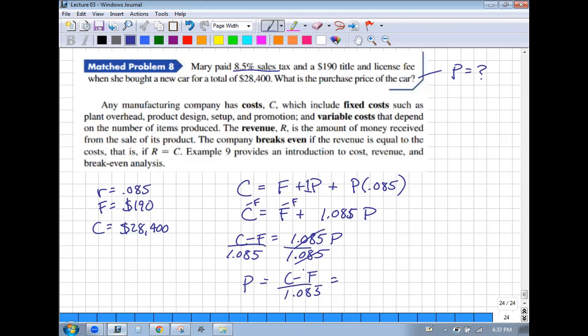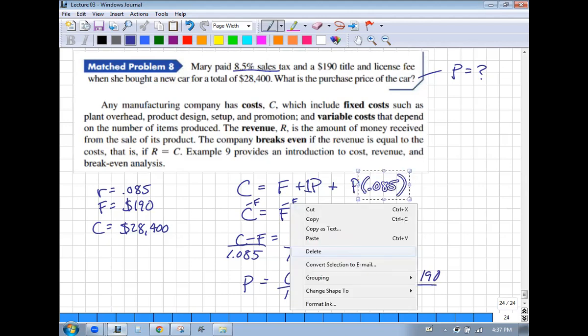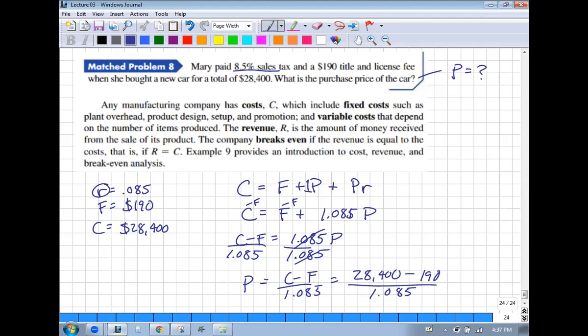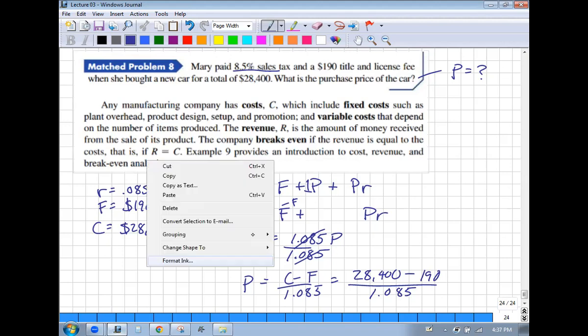The C is 28,400. The F is 190. And we have 1.085. So I was trying to show you when I first did this was instead of putting the 0.085 there, just write the letter. It's R, right? This is R.